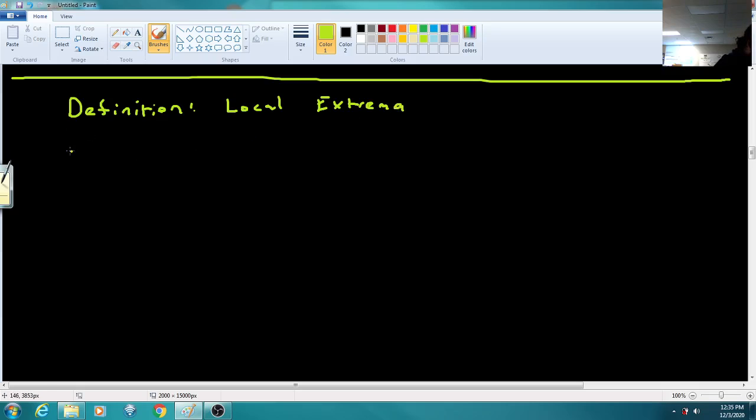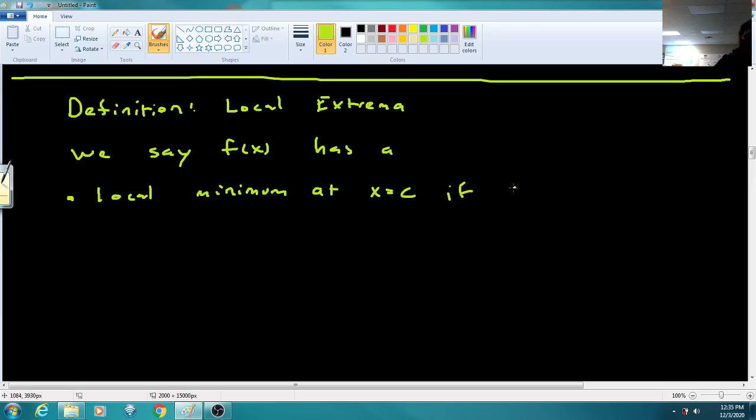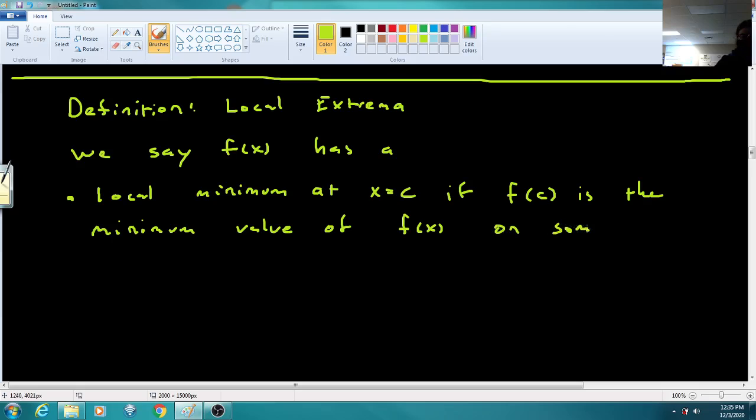And so we're going to say f of x has a local minimum at x equals c if f of c is the minimum value of f of x on some open interval containing c.